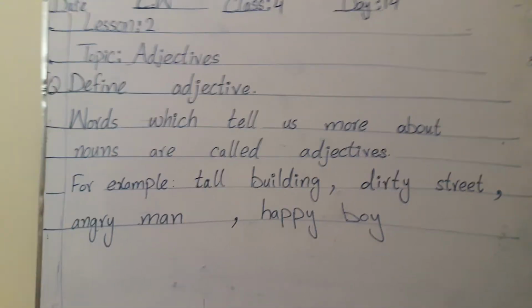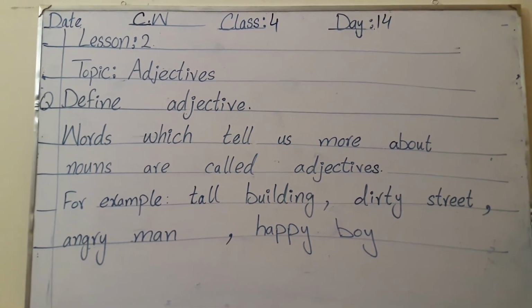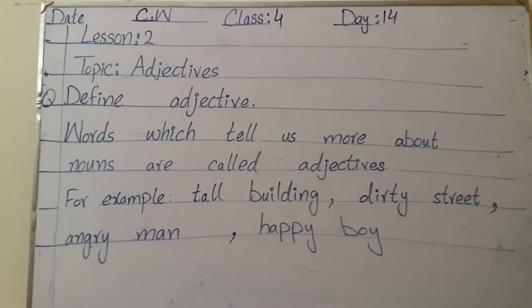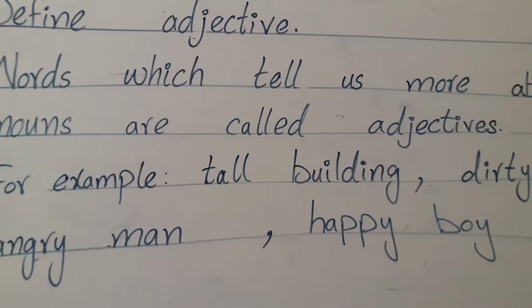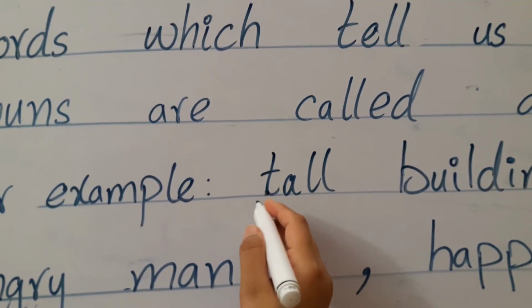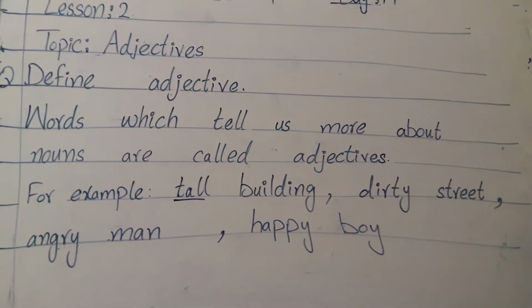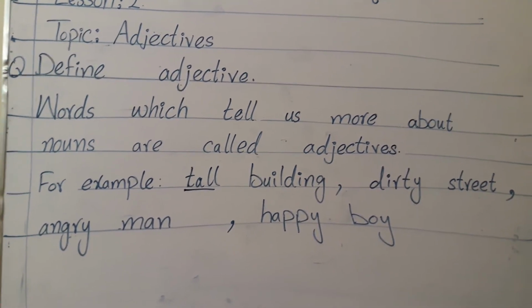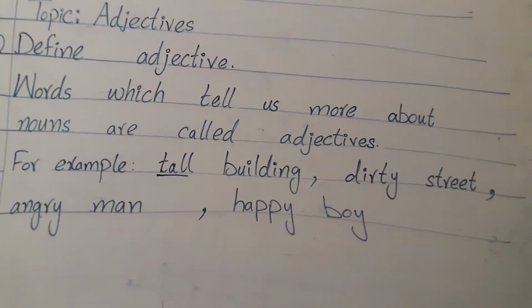An adjective. Words which tell us more about nouns are called adjectives. For example, tall building, dirty street, angry man, happy boy. Now look, building, tall building. Tall is the adjective. Adjectives describe the good or bad quality of anything, of person, place or things.